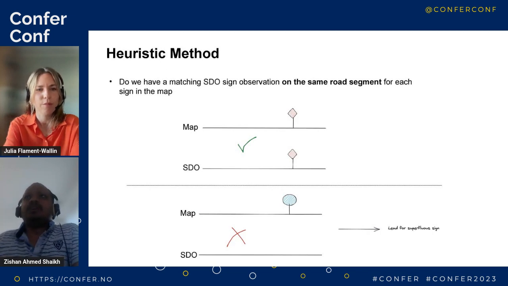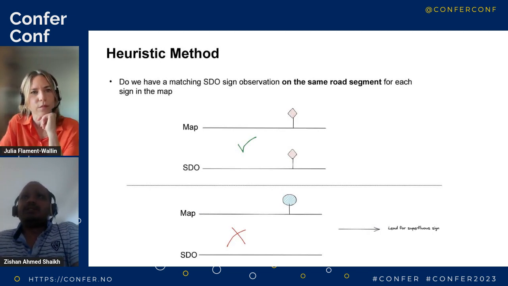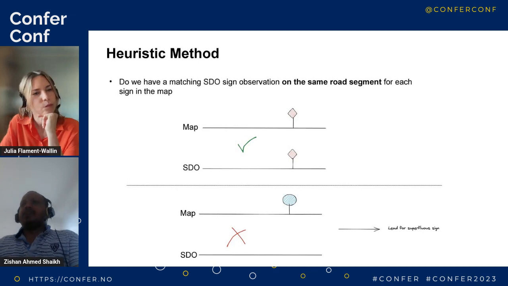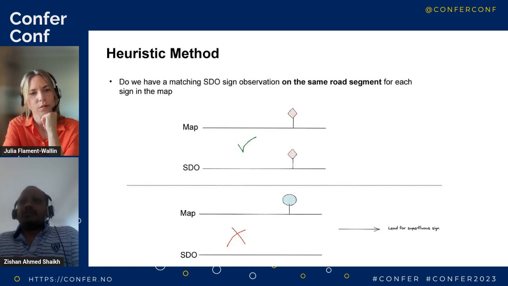Thanks, Julia. And yes, now that we explained how the signs are aggregated and we come up with the knowledge whether the sign is present or not, how do we actually do the matching? And how do we do the superfluous sign methods? So we have the map, which is basically, as it says, a map. Then we have the exterior sign, which is present. Now we do what is called a comparison space on the same road segment.